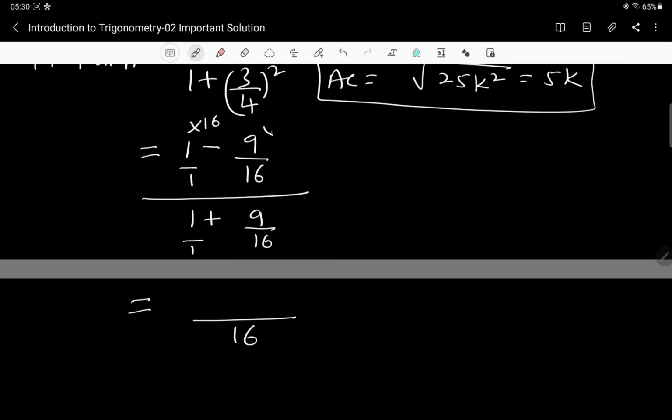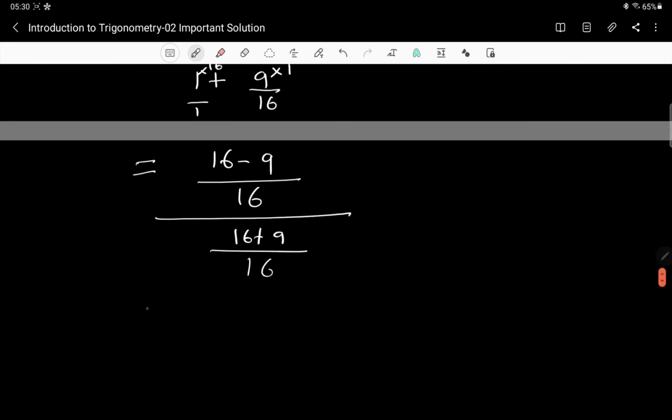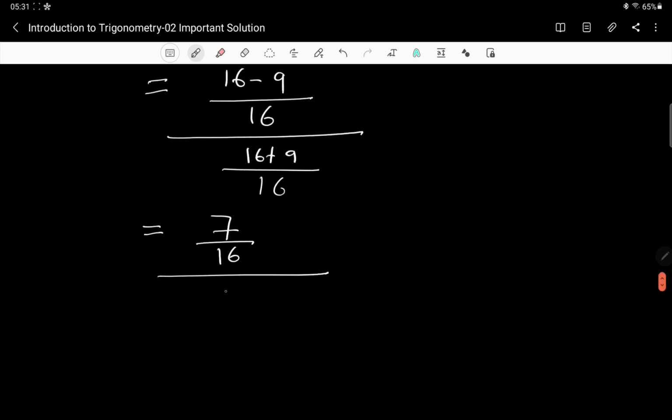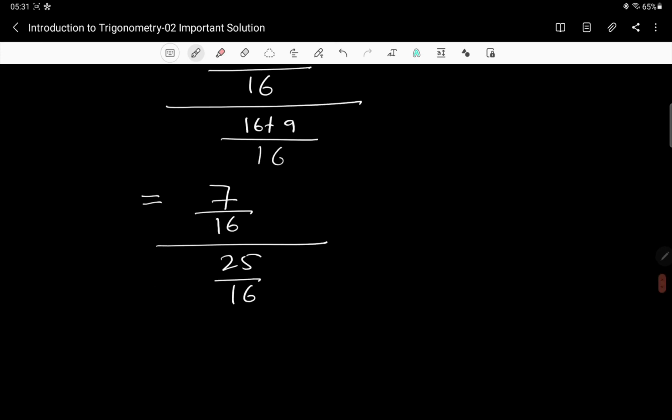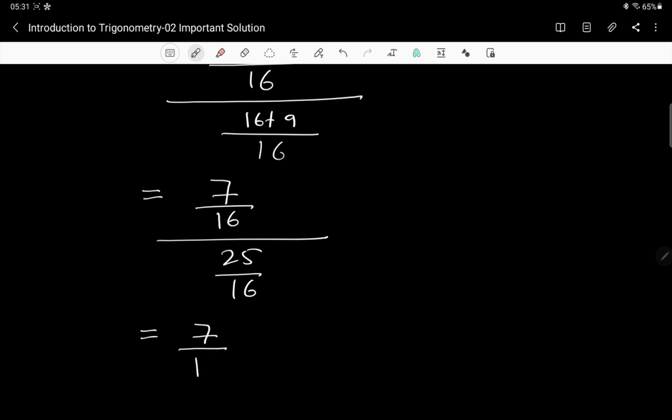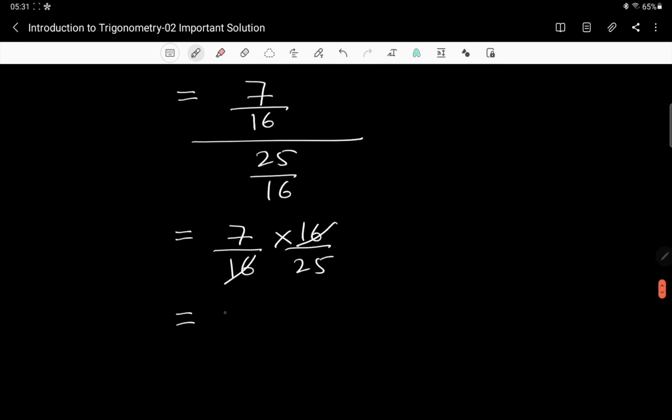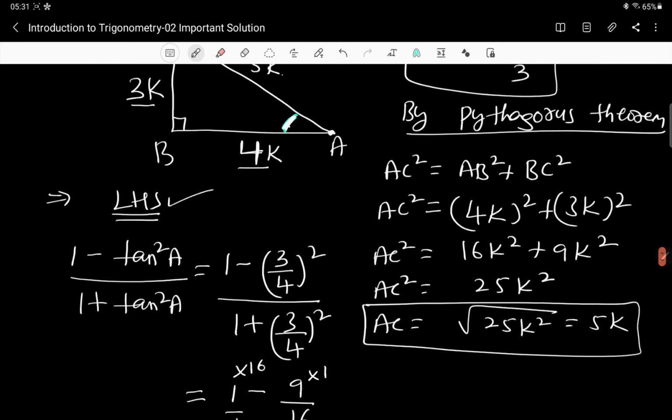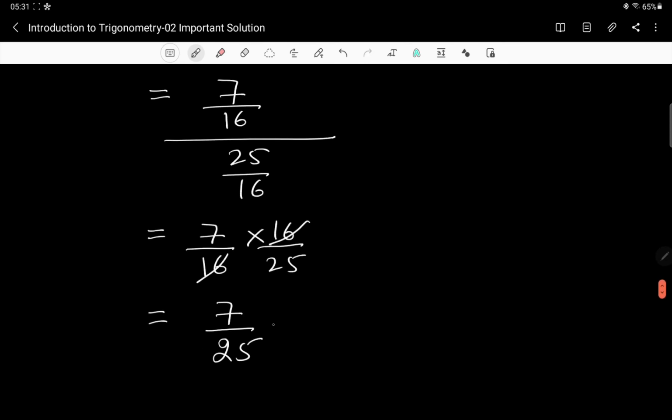That becomes 1 times 16 and 16 times 1, so it becomes 16 minus 9. Then all divided by, what is the LCM here? 16 is the LCM, so 1 times 16 and 16 times 1, so it becomes 16 plus 9. Alright, so 16 minus 9 is 7, so 7 by 16, then all divided by 16 plus 9, which is 25, so 25 divided by 16. Ultimately it becomes 7 by 16 into 16 by 25. So 16 and 16 get cancelled, and I am going to get the answer 7 by 25. That means the value of this LHS is 7 by 25.